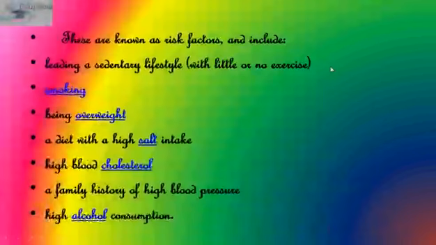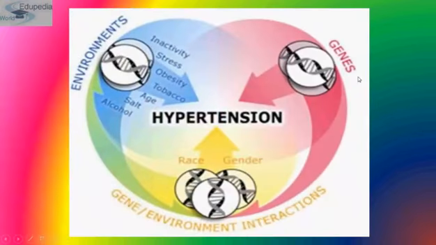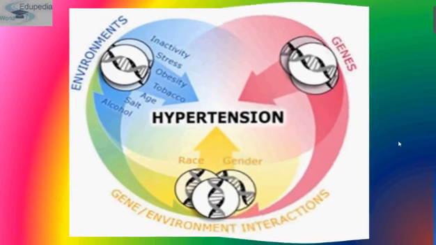Okay, and what are the known risk factors? So I told you: heavy smoking, being overweight, diet with a high salt intake, high blood pressure, family history of high BP, high alcohol consumption, etc. Okay, so there are various things that cause hypertension: race, gender, genes, environmental factors such as inactivity, stress, obesity, tobacco, age, salt and alcohol.